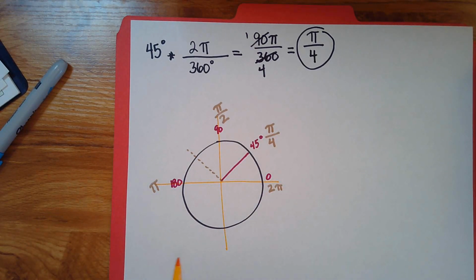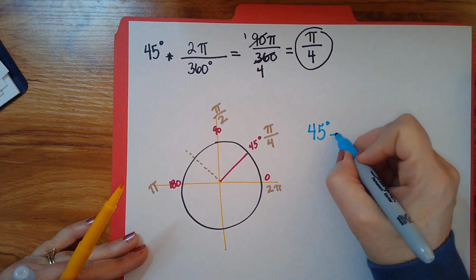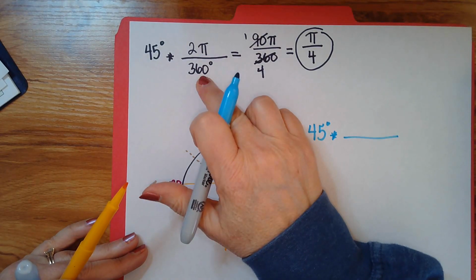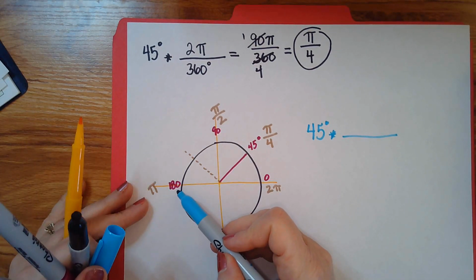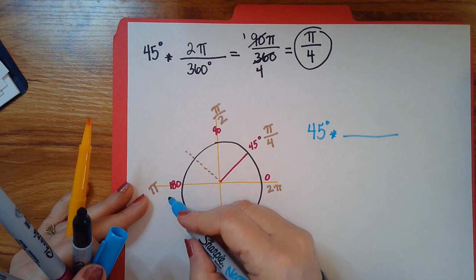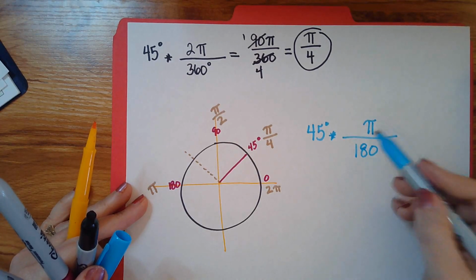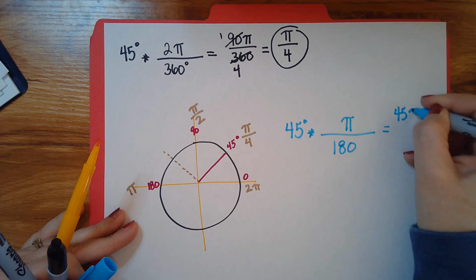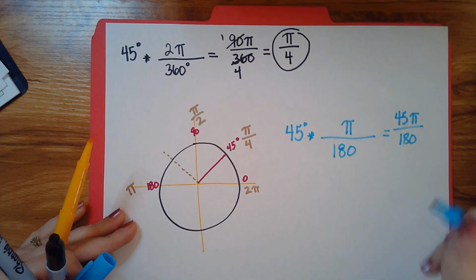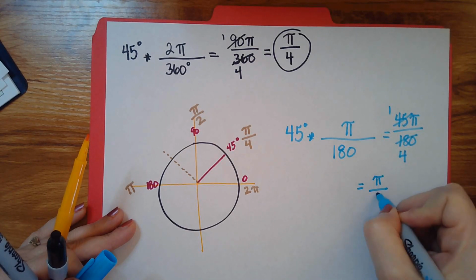Now, before we move on, I would just like to point out that I could have done this problem a little bit differently. I could have started with 45 degrees, but instead of using 2 pi to 360 degrees as my conversion factor, I could pick a different conversion factor. Maybe I want to pick, well, I know that 180 degrees is just plain pi. So I could do pi over 180. And when I do that math, I get 45 pi over 180. And then, can't be lazy, still have to reduce into pi over 4.